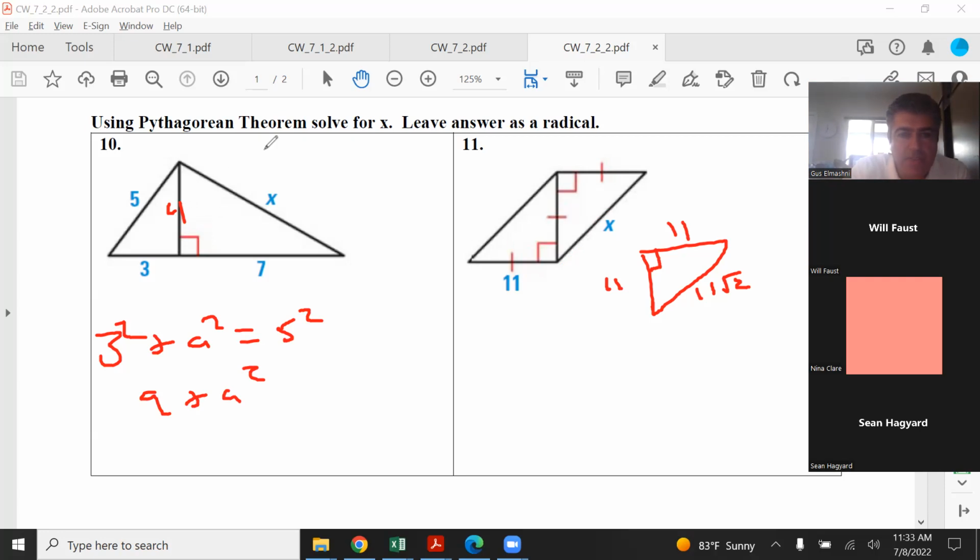Yeah, so if you call this side A, for example, 3 squared plus a squared equals 5 squared, 9 plus a squared equals 25. A squared is 16, A is 4. And that's that. And then, of course, we solve for x afterwards.